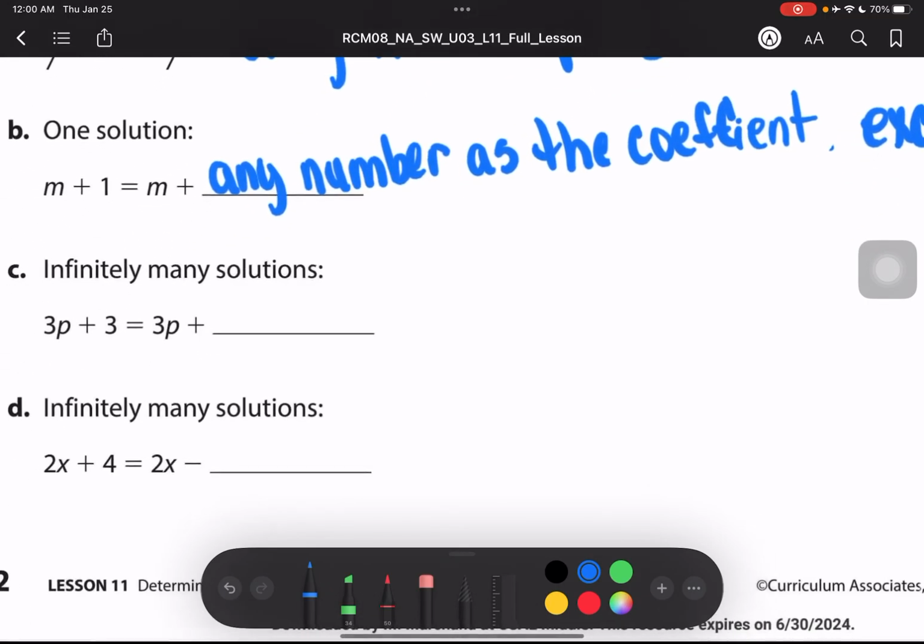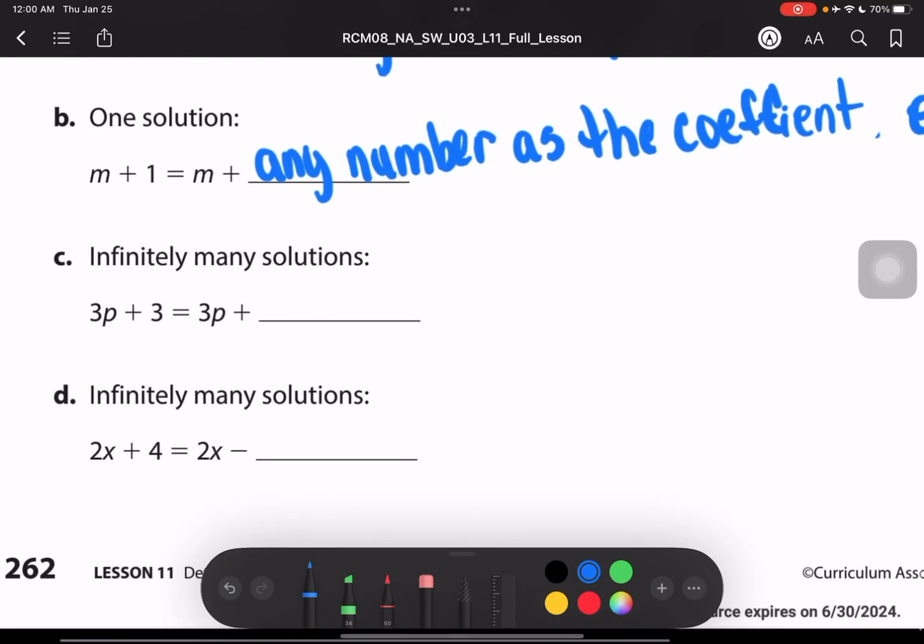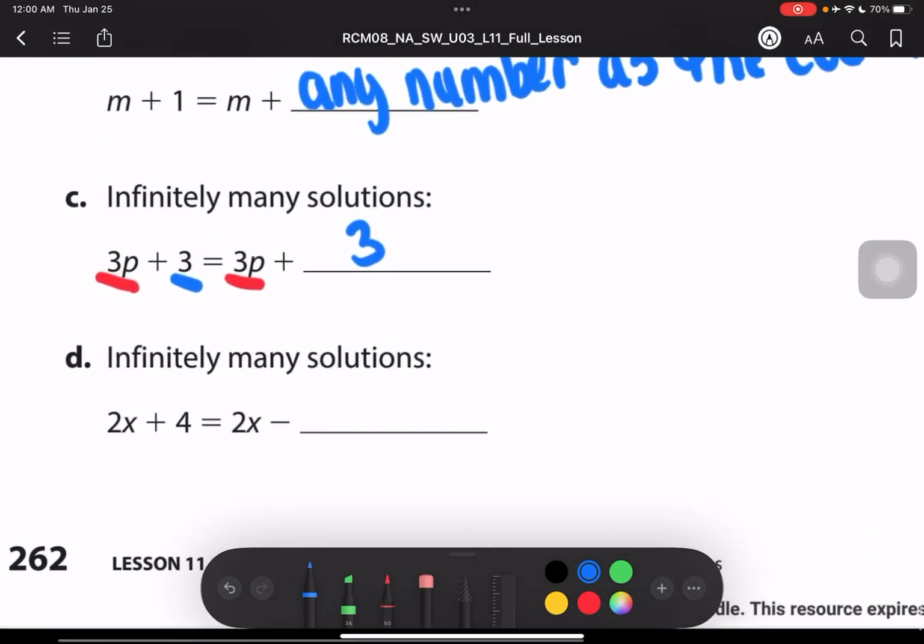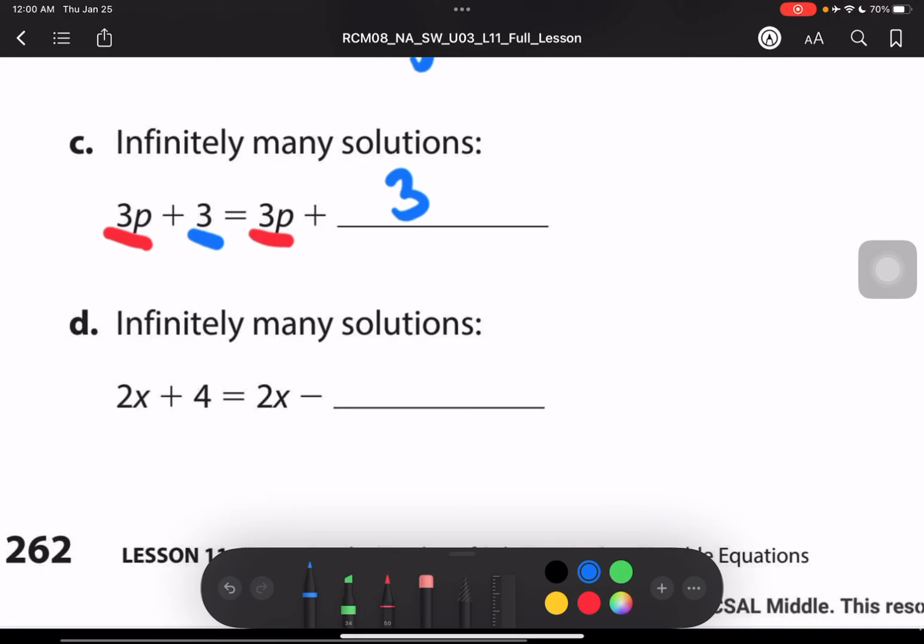Letter C, infinitely many solutions. If it's infinitely many solutions, remember I have the same variable term, and I should also have the same constant term to be infinitely many solutions. For D, infinitely many solutions, again, I have the same variable terms, and I need the same constant. Now, mind you, this is a minus sign. In order for it to be infinite, I also must have a minus sign in front of this 4.